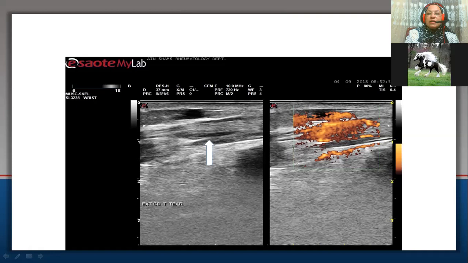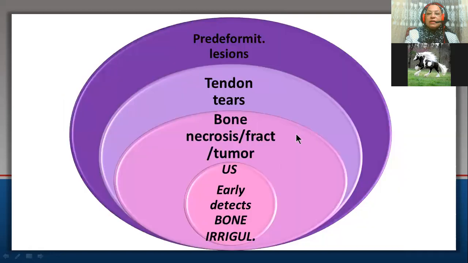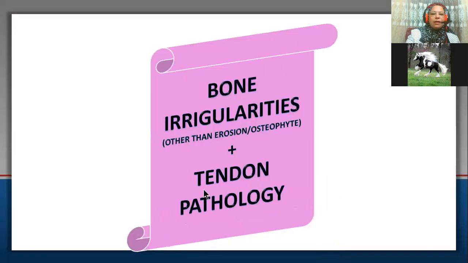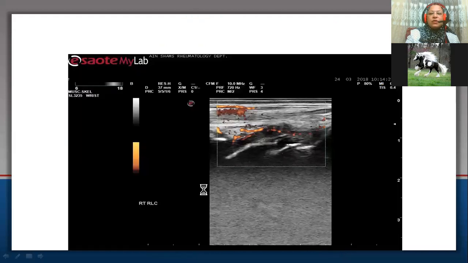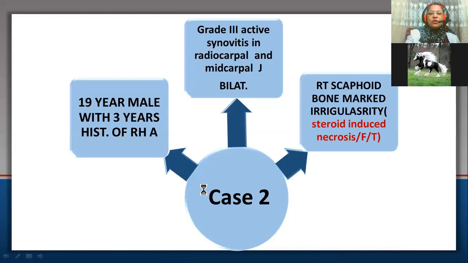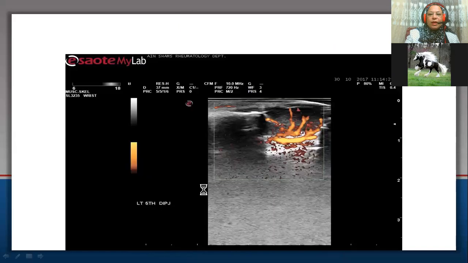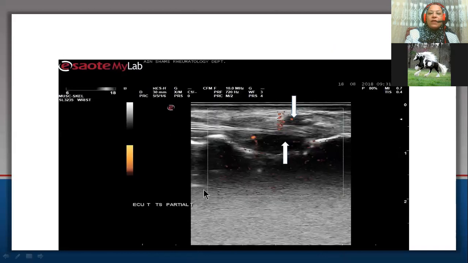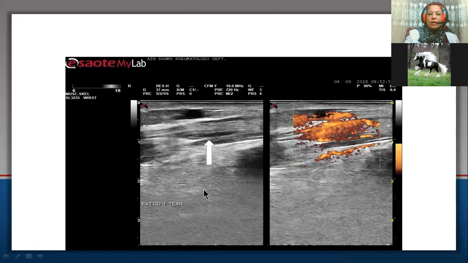Please don't forget this. As you see, musculoskeletal ultrasound examination helped us to detect early the presence of bone irregularities that may point to the presence of a tumor, previous fracture, or avascular bone necrosis. So don't forget to check for this.